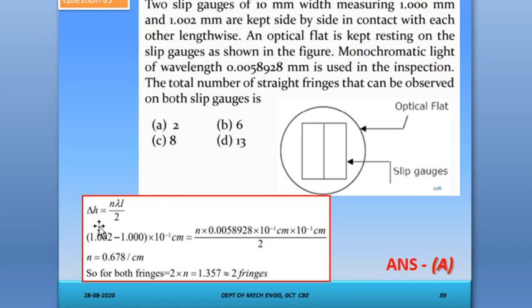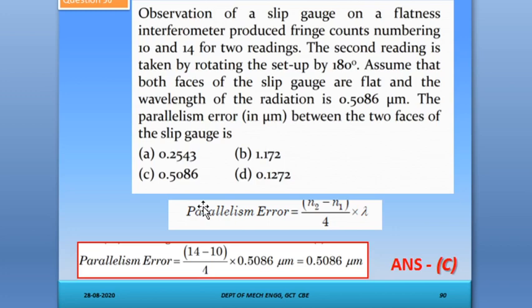Delta H is the difference between the two slip gauges. The number of fringes is to be calculated. The wavelength is given, and the length is also given: here the length of the slip gauge is 10 millimeter. Using n lambda L divided by 2, we calculated the number of fringes for one slip gauge. It is multiplied by 2 for two slip gauges. The answer is 2. The next one.